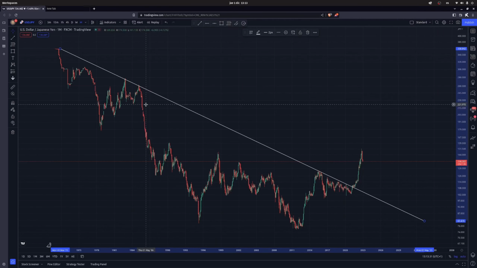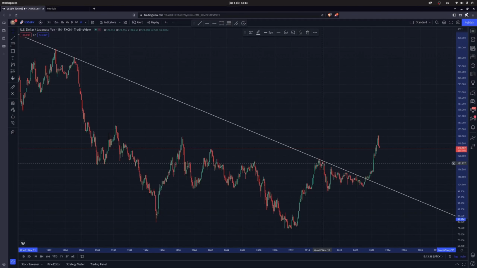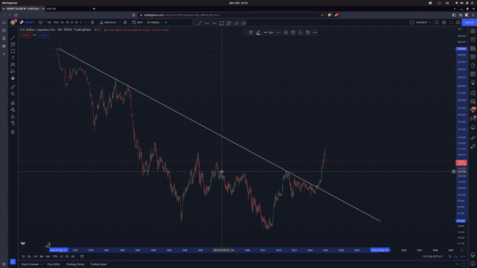Right? So we see we have here 1, 2, 3, 4, 5, 6, 7, 8 touch points. So this would be a general downtrend. So that's a trend line. When we have a market in a downtrend, the line is drawn above the price action to connect the highs, right? This is called the resistance trend line.